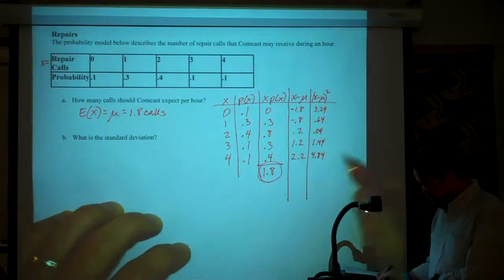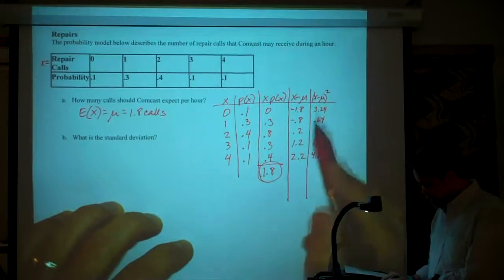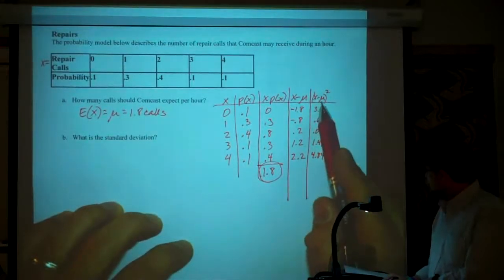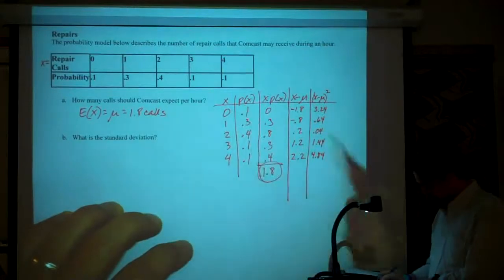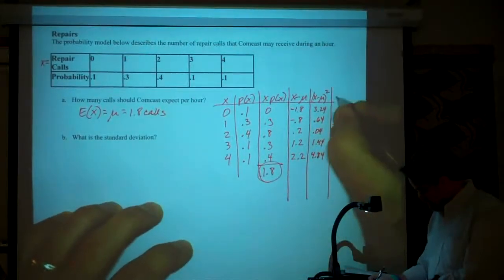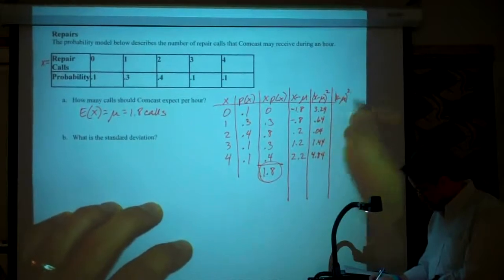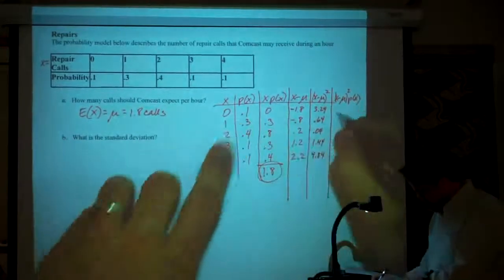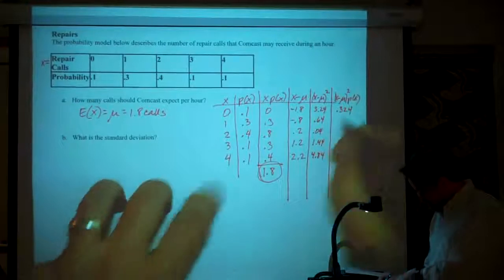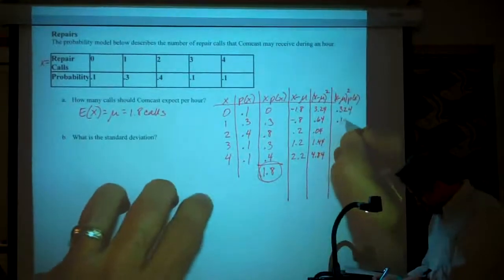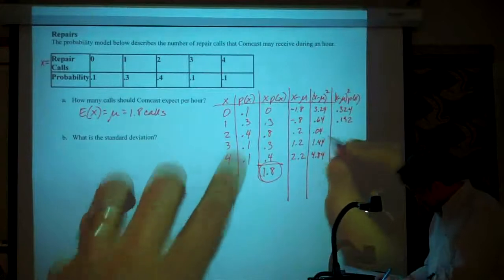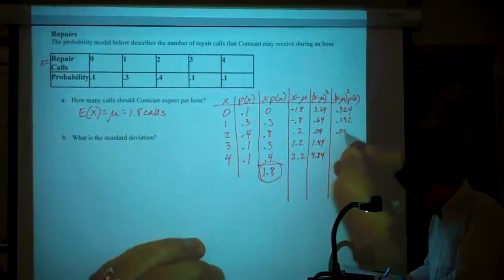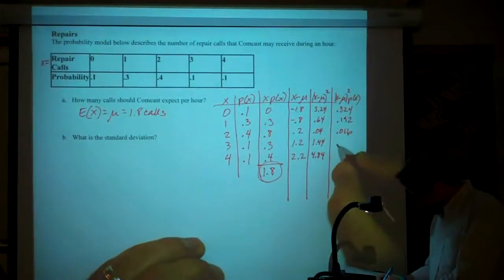And now the last thing that we do to find the standard deviation, actually there's two more steps, but the last one's very, very quick. The last thing we do to find the variance is we multiply these squared differences times the probability of that occurring. So it's x minus mu squared times the probability of x occurring. And 0.1 times 3.24 is 0.324. 0.3 times 0.64 is 0.192. 0.4 times 0.04 is 0.016. 0.1 times 1.44 is 0.144. And 0.1 times 4.84 is 0.484.